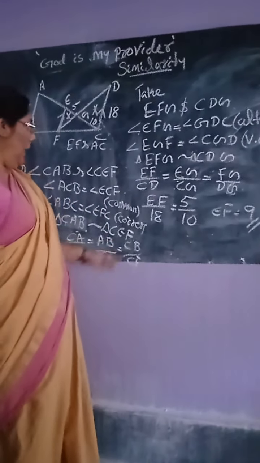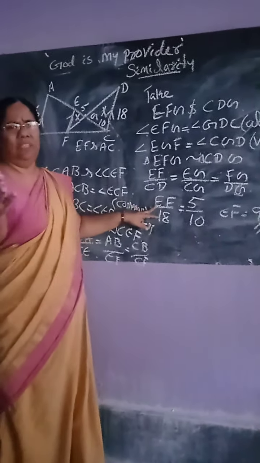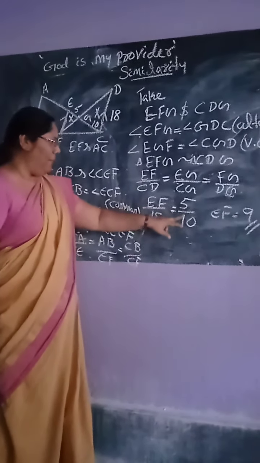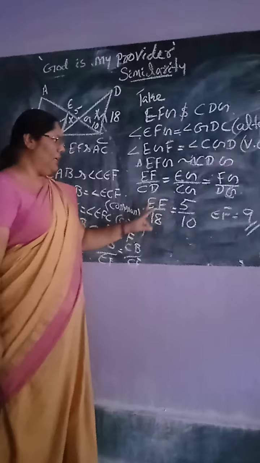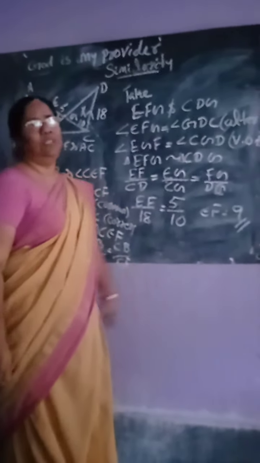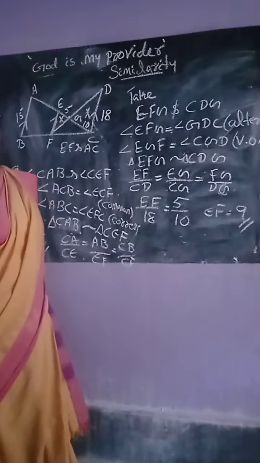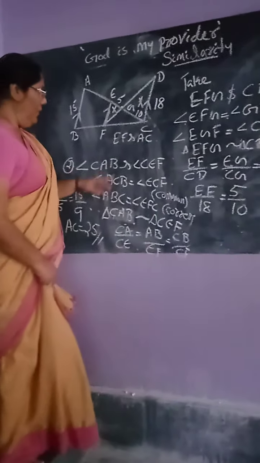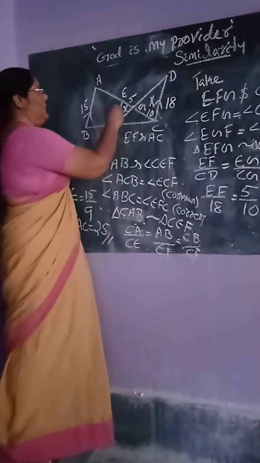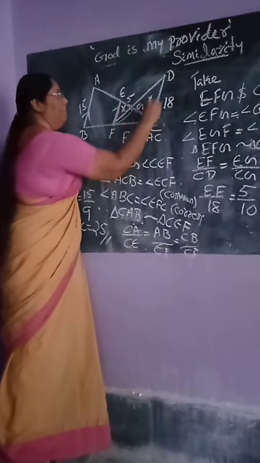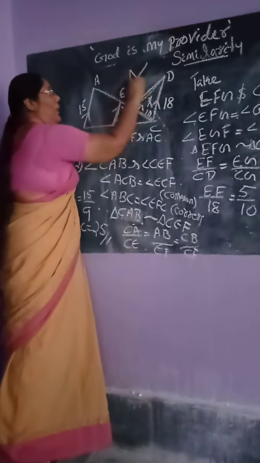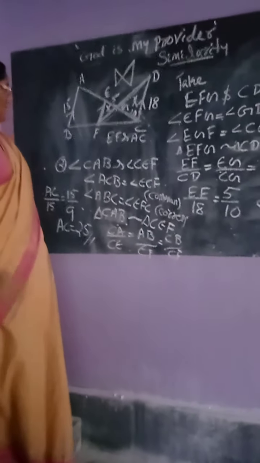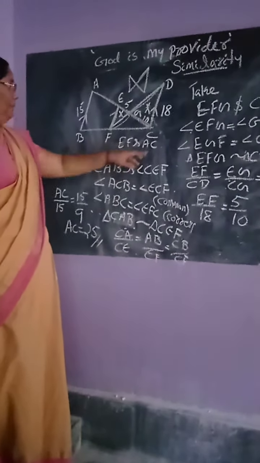Now substitute the values given in the question. EF by 18 equal to 5 by 10. When you cross multiply, you will get EF is equal to 9. Now, for proving this EF, we take these small triangles, or you can draw like this and prove that. And the last step is to find AC.